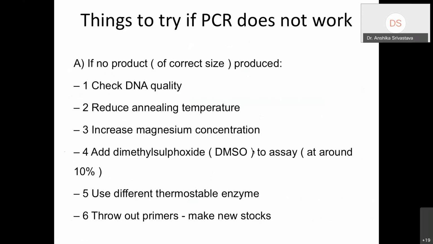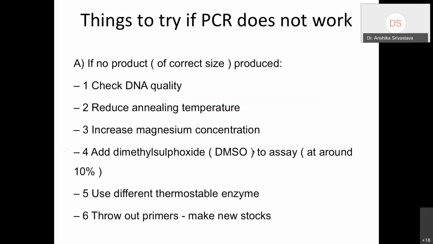So what happens if your PCR doesn't work? That's mostly the problematic thing we actually come across when we are trying to amplify a region. If no product of the correct size is produced, try to check the DNA quality. Maybe your DNA quality ratio is around 1.1 to 1.2. I have seen that when your DNA quality is around 1.6, that works efficiently for amplifying the region. But if your quality is less than 1.6, then it may be a problem.